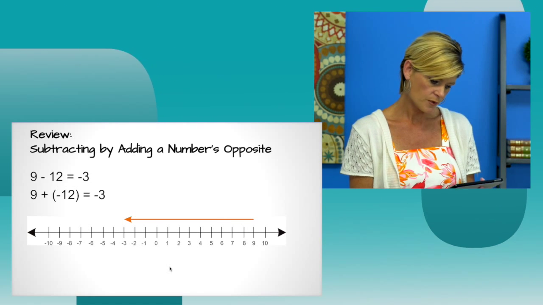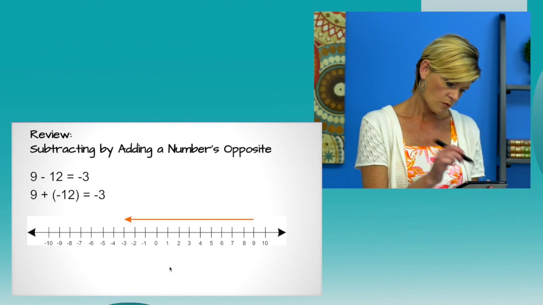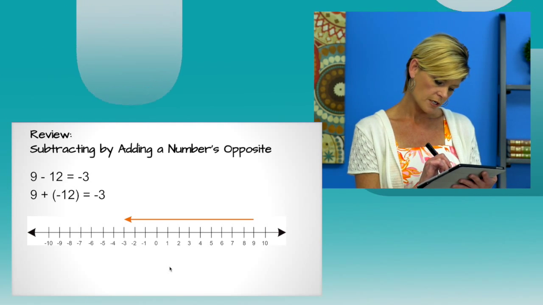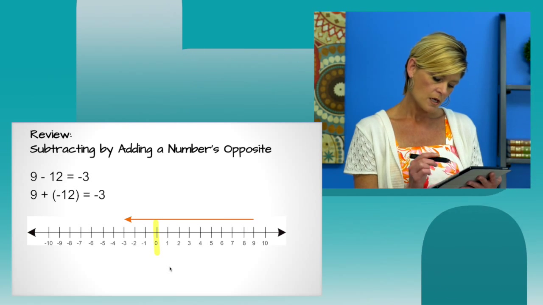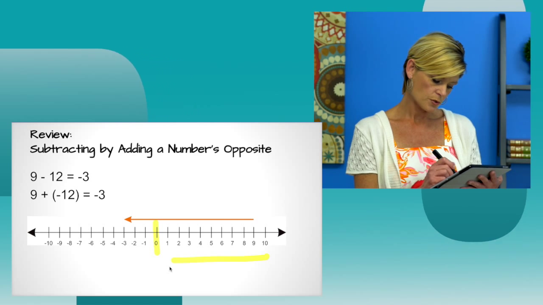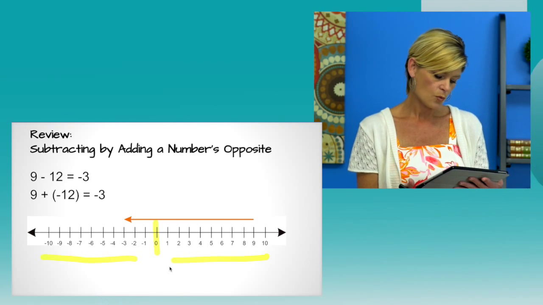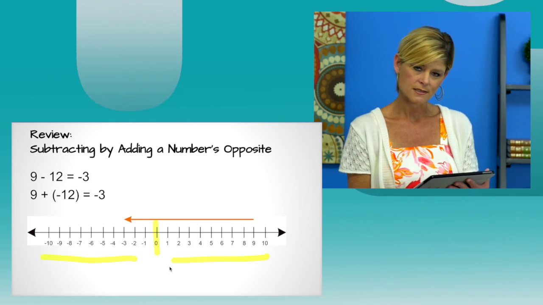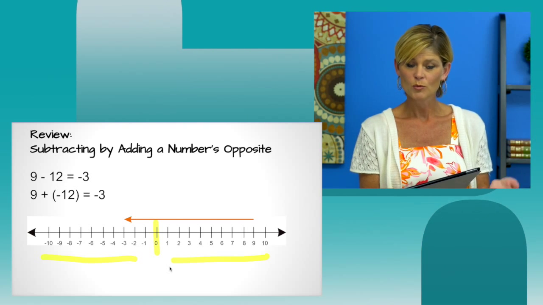Now hopefully you remember what we've learned about subtracting rational numbers. If you need to, you can always use a number line, and I have one for you here. Remember, our 0 on our number line is always in the middle. The positive numbers move to the right and the negative numbers move to the left. And when we are subtracting, we can actually add a number's opposite.